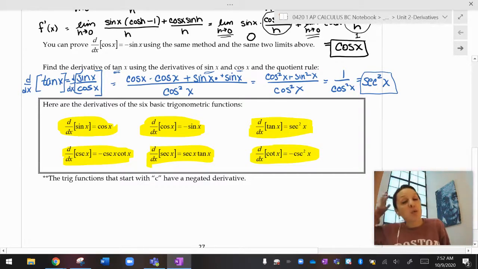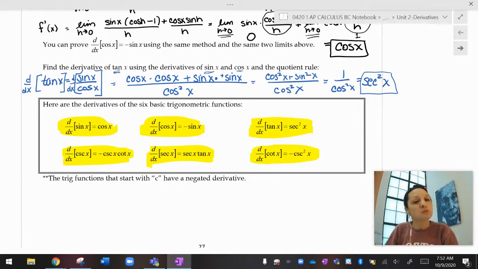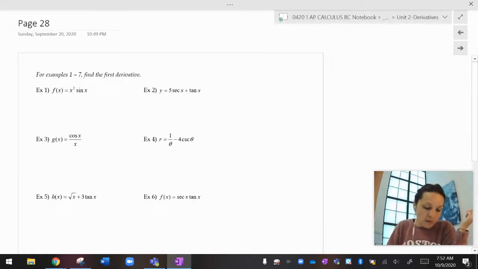You will notice that 3 of these functions start with the letter c, and every function that starts with the letter c has a derivative with a negative sign in front of it. So if you're wondering, how am I going to remember which ones are positive and negative? If it starts with c, the derivative should be negative. Okay? Okay. Now let's go on to the back.